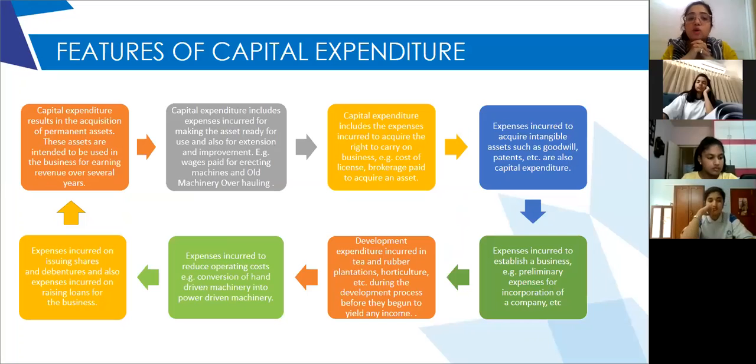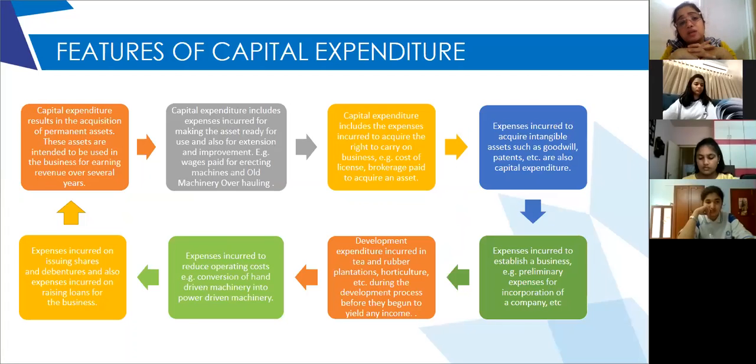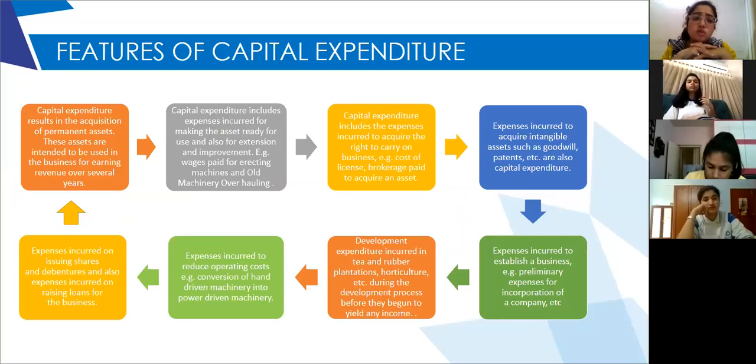Capital expenditure may also include expenses incurred for making the asset ready for use. Sometimes the asset is not in a working condition. Like I'm using a car for transportation, and my car is not working, so I'm going to spend money so that the car comes into a working condition, or any extensions I'm going to add to the car. Such expenditure would also come under capital expenditure.